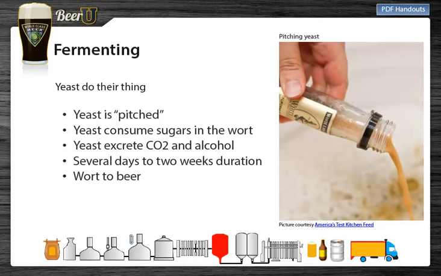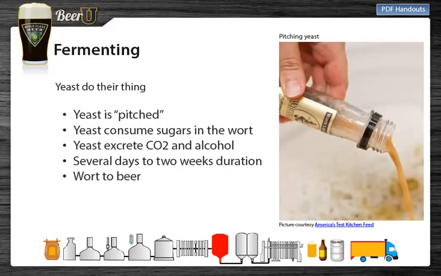After the wort has cooled, yeast is added to it to begin the fermentation process. Putting the yeast into the wort is called pitching. During fermentation, yeast consume the sugars in the wort. They then excrete carbon dioxide, or CO2, and alcohol. CO2 is what carbonates beer, and alcohol does, well, you know what alcohol does.